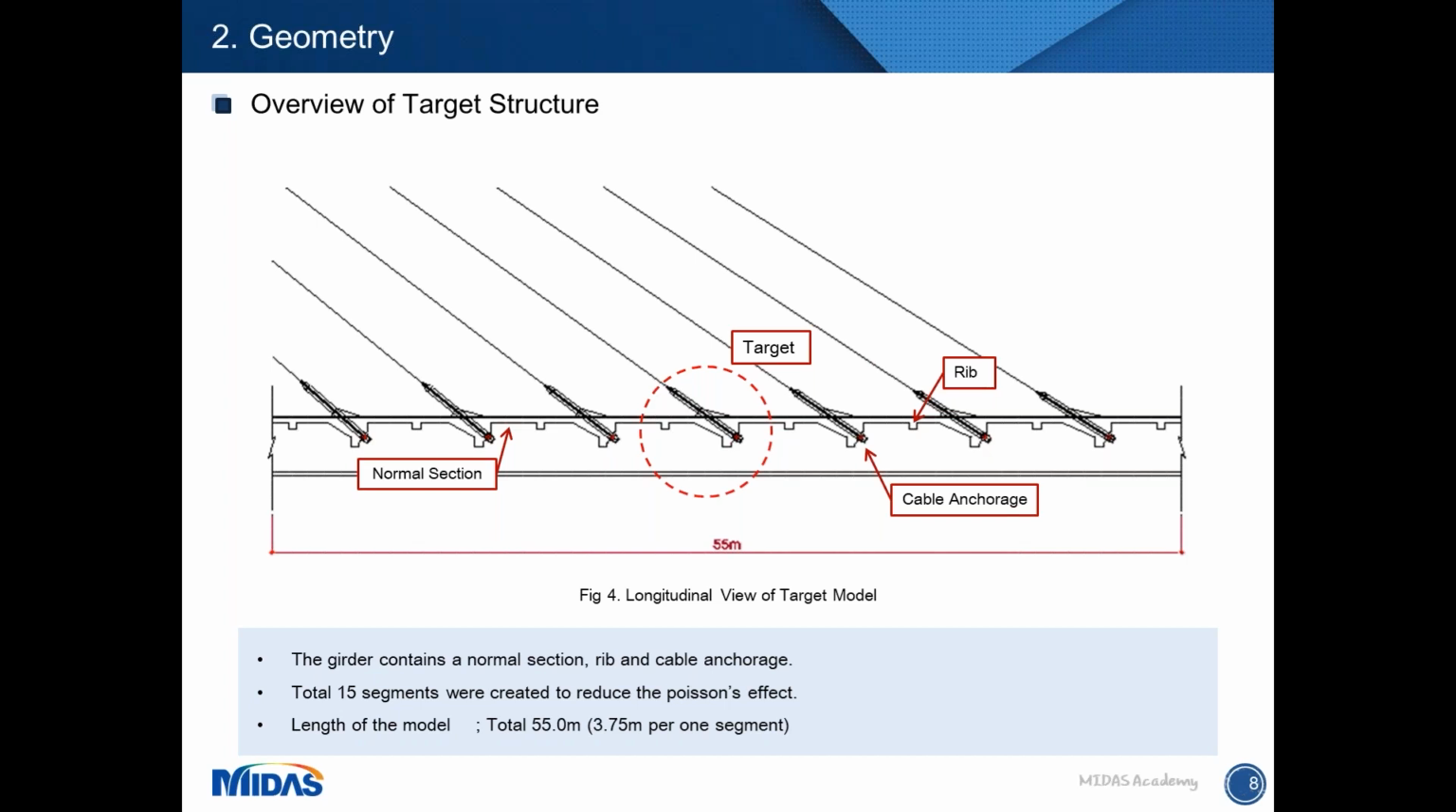Let's check the girder structure in more detail to model the girder in software. This is the target model in the longitudinal view. As you can see, the girder consists of a normal section, cable anchorages, and leaves. Several girder segments were considered to get more proper results from the analysis. So the target is in the middle of the girder, but I modeled more girder segments at both end sides.